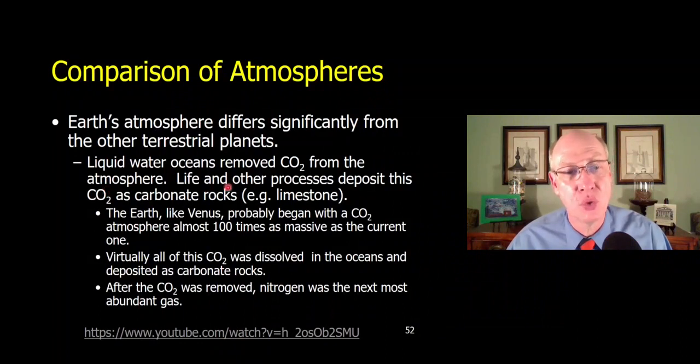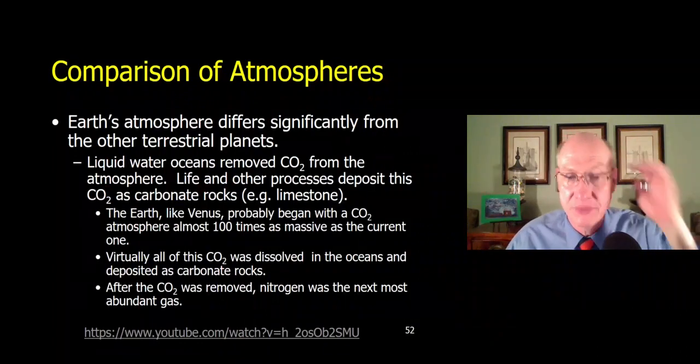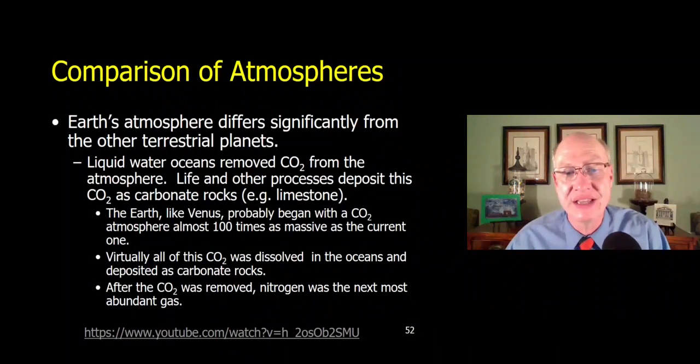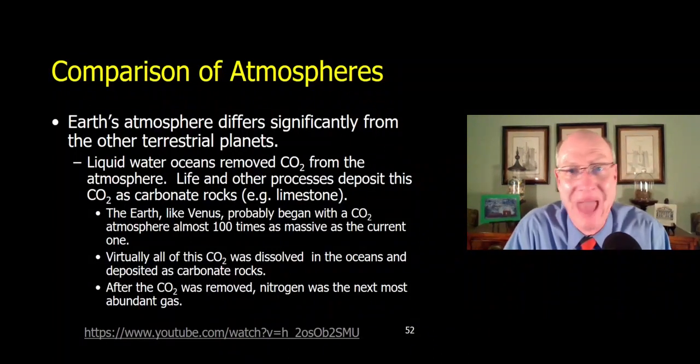Those animals removed carbon dioxide from the atmosphere. So like Venus, the Earth probably began with a massive carbon dioxide atmosphere, probably 100 times the mass of our current atmosphere. But over time, virtually all of this carbon dioxide was dissolved in the oceans and was deposited as carbonate rocks on the Earth.